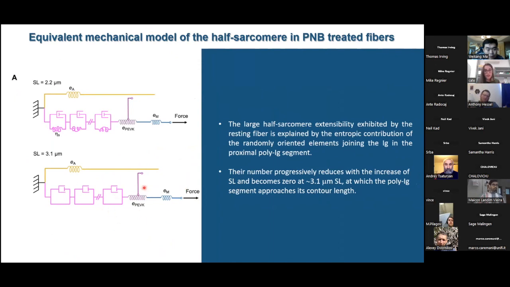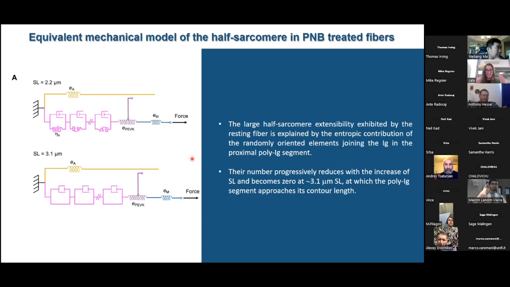exhibited by the resting fiber is explained by the entropic contribution of the, I'm sorry, the fan of my computer is going wild. Can you hear me well? I hope so. Okay, I see Anthony.